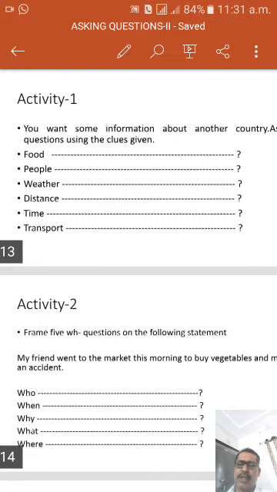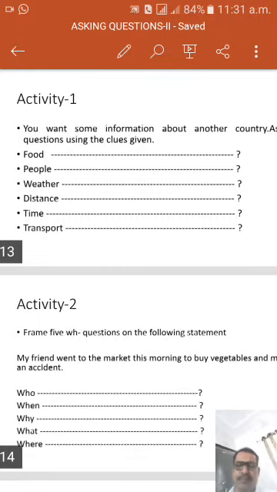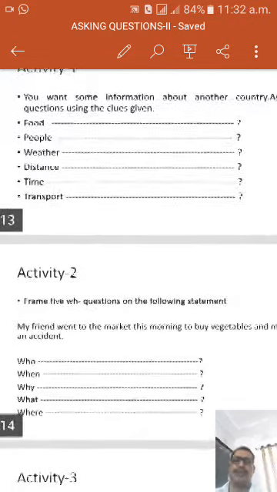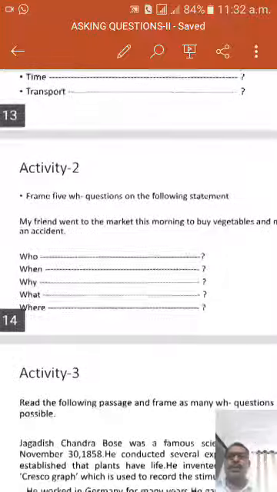And how is the transport in the USA? How is the transport system in the USA? What is the main transport system in the USA? Is it railways? Is it airways? Is it roadways? Is it waterways? So you are seeking information. So in this way you can ask questions.